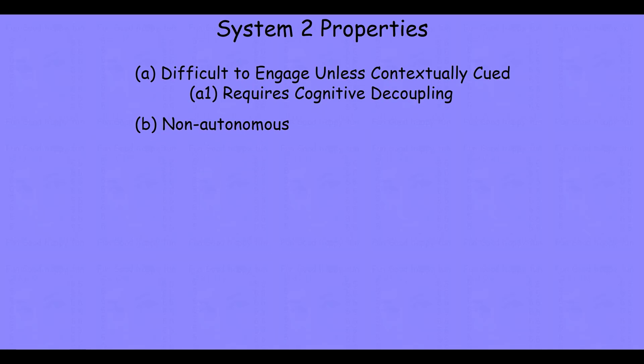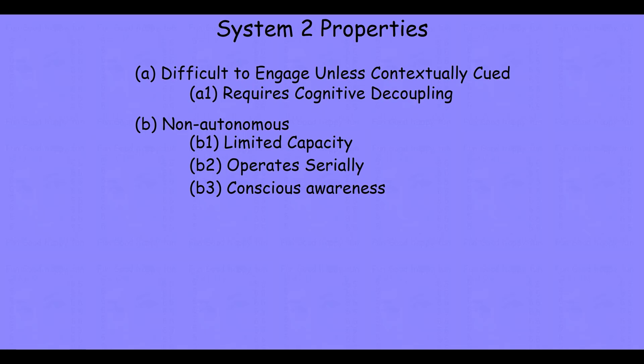These processes are non-autonomous. That is, they draw heavily on working memory, and so the ability to do them varies between individuals significantly. There's a limited capacity for the amount of information that we can utilize and the complexity of information that we can utilize in solving these problems, unless, of course, we externalize that by writing the problem down. They tend to operate serially. We do one step, then another step, then another step, and they require conscious awareness, conscious oversight, and as a result, we have some conscious insight into how we solve these problems.